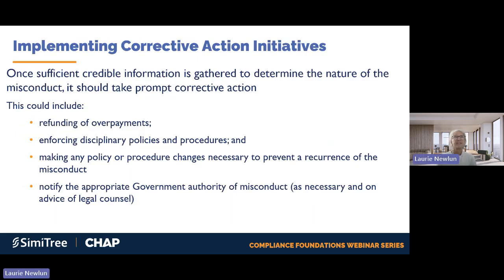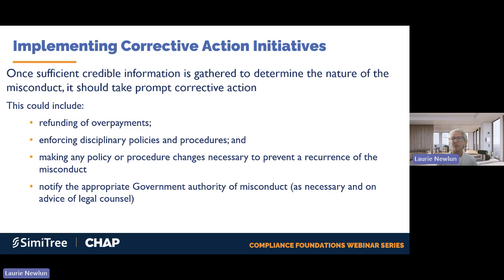So when we look at implementing corrective action initiatives, this is once sufficient and credible information is gathered to determine the nature of misconduct. It should take prompt corrective action. So when something comes to our attention, regardless of how important it is, of course we want to give it prompt attention. But this could also include things like refunding of overpayments. If it's a HIPAA violation, it may require that we do governmental reporting and that we put credit monitoring in place. We want to be sure that we're enforcing our disciplinary policies and procedures.